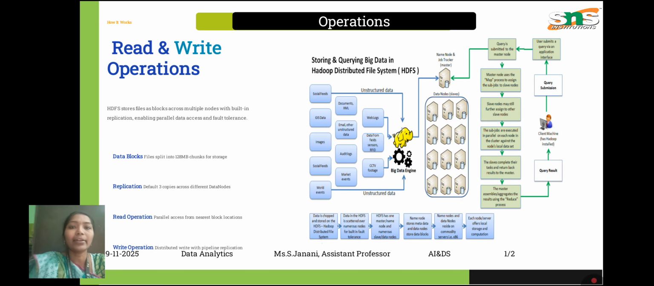So these are the read and write operations, the next concepts of the Hadoop file system. Files are split into blocks across multiple nodes with built-in replication, enabling parallel data access and fault tolerance. So data block replication, read operations and write operations are the concepts behind this. A data block file splits into 128 MB chunks for storage. The replication keeps 3 copies across different data nodes. Read operations use parallel access from the nearest block location, and write operations are distributed writes with pipeline replication.